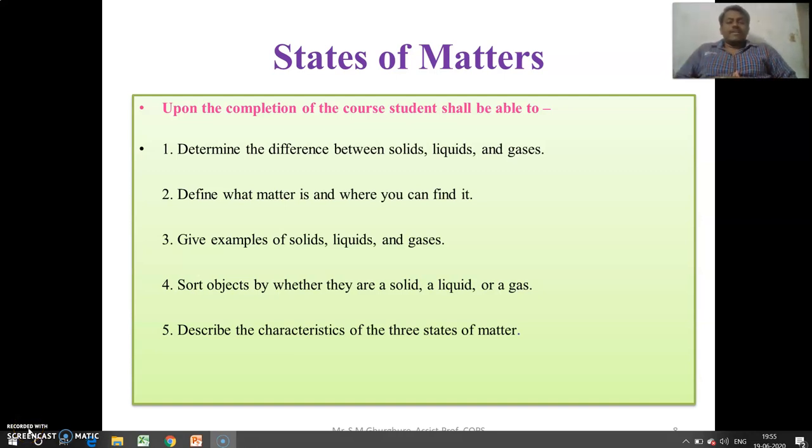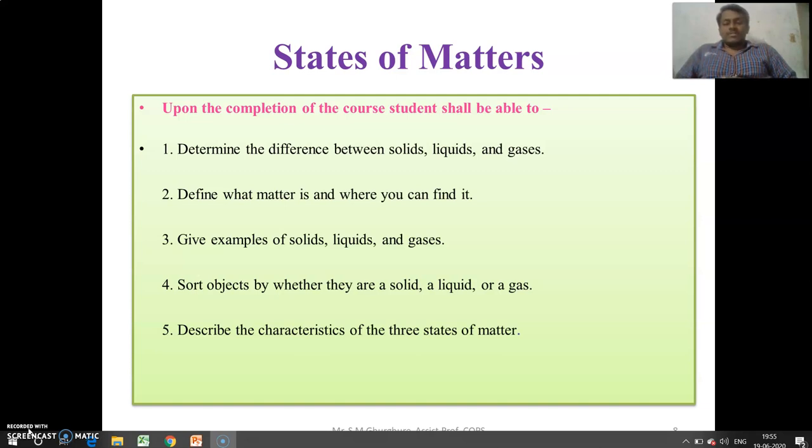Today I am going to discuss the states of matter. After the completion of the course, students shall be able to determine the difference between solid, liquid, and gaseous states of matter.